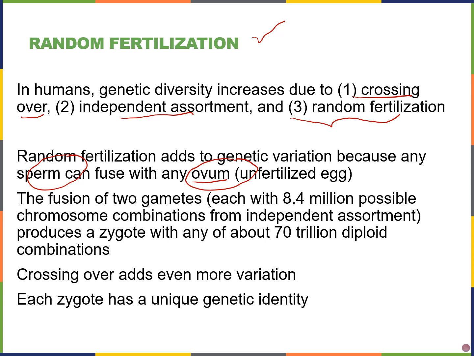So the fusion of the 2 gametes, remember gametes are sperm and egg, each of them have about 8.4 million possible chromosome combinations. Remember we saw that earlier, 2 to the 23rd power because of independent assortment. Each of these combinations can produce a zygote. A zygote is the first cell that's formed when a sperm and egg come together. So that gives us about 70 trillion diploid combinations. That is crazy. That's a ton. Crossing over adds even more variation to that random fertilization. So each zygote has a unique identity.